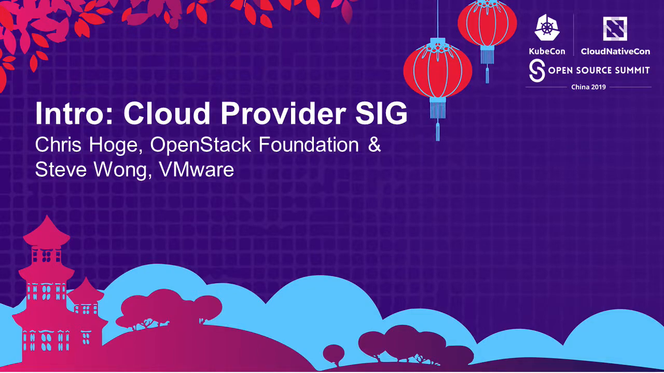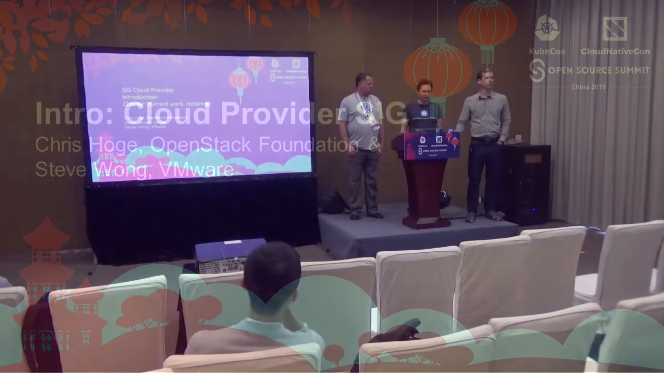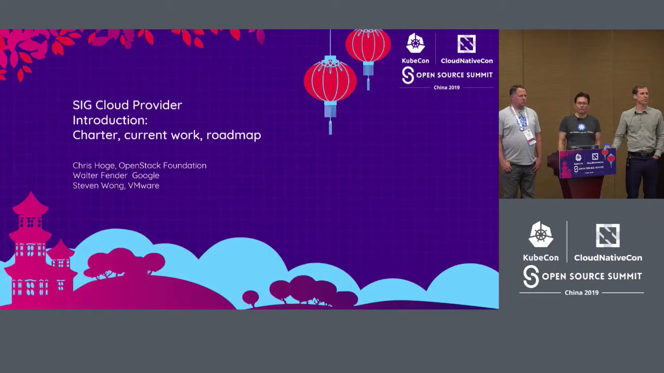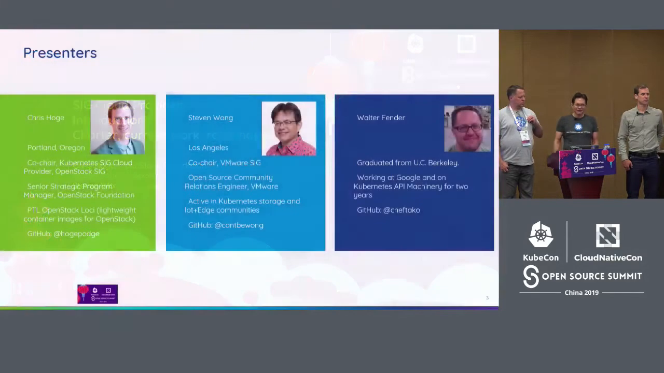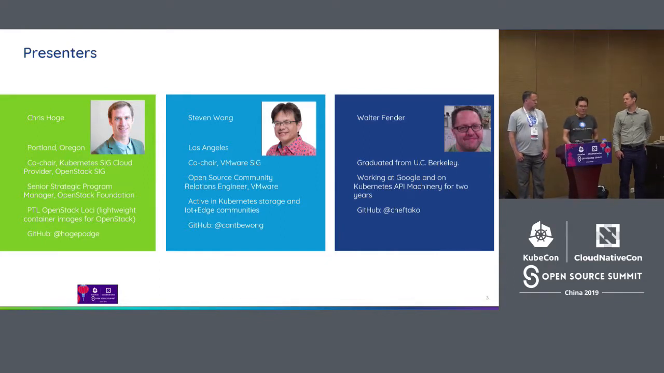Hello, everybody. This is the session for SIG Cloud Provider, the cloud provider being the part of Kubernetes that is an abstraction layer so that Kubernetes can really be cloud native, hosting things that are portable regardless of what Kubernetes is actually running on.